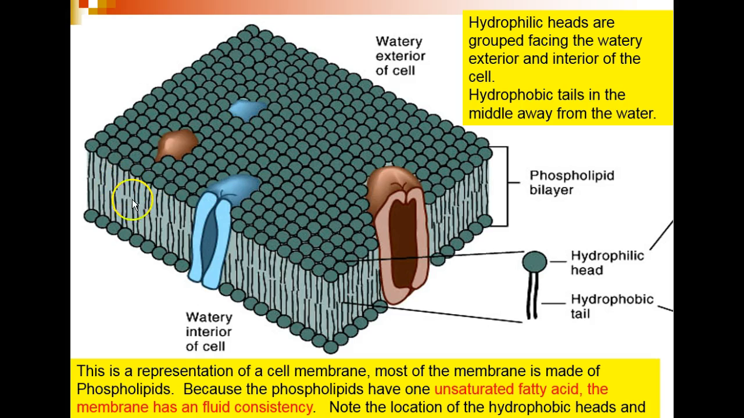The center of the membrane is where the fatty acid chains are found. Away from the watery environment, they create a hydrophobic center of the membrane. Because of the unsaturated fatty acids found in the phospholipid molecule, the membrane will have an oily or fluid consistency.